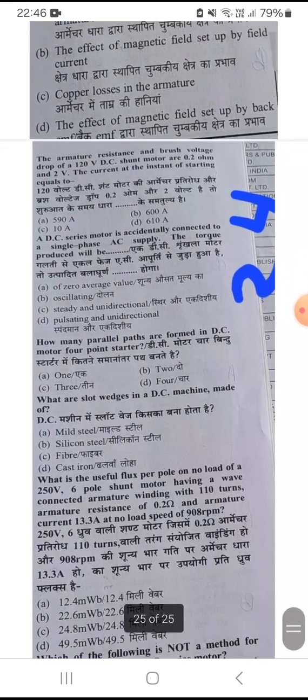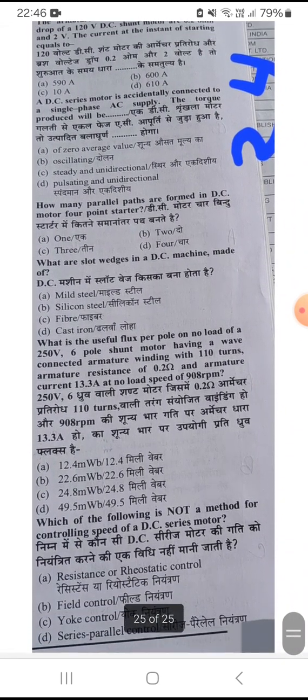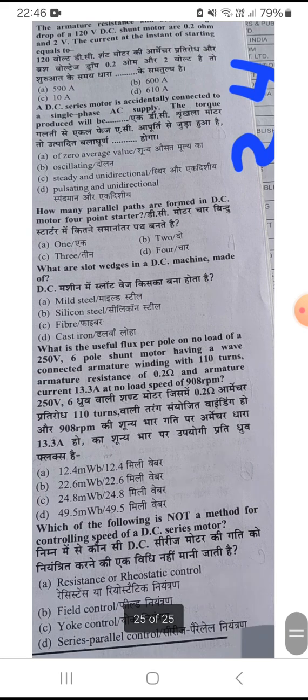Next, a DC series motor is accidentally connected to a single phase AC supply. The torque produced will be pulsating and unidirectional. Option D is the right answer, pulsating and unidirectional. How many parallel paths are formed in a DC motor? Option C, 3 is the right answer. What are slot wedges in a DC machine made of? Option C, fiber is the right answer.